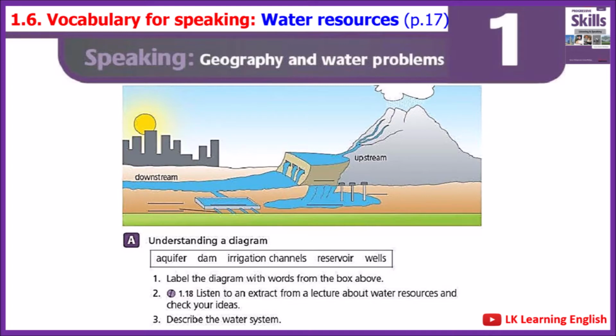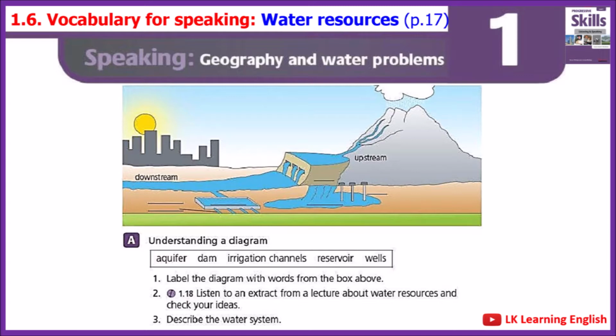What happens next? Well, if you look here, you can see some of the water from the dam goes into an underground aquifer. An aquifer is a kind of underground store of water. People take water from the aquifer through wells. You can see the wells in the diagram just here.